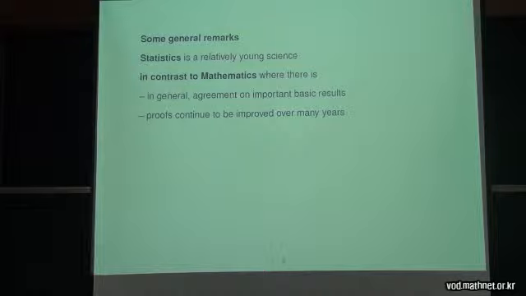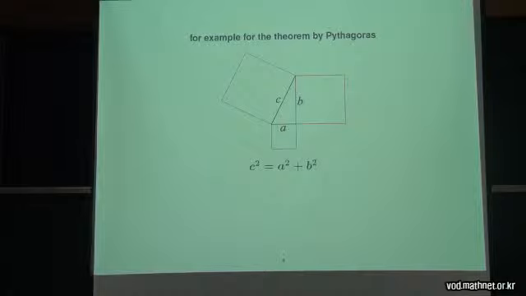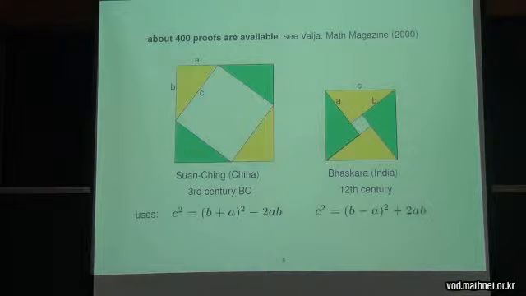So statistics is a relatively young science, especially if you compare it to mathematics. In mathematics, there is a very general agreement on important basic results. We are not yet that far in statistics. In mathematics, proofs continue to be improved over many years. Now, take this little old example, the theorem by Pythagoras. And now we know there are about 400 proofs available for it. And one goes back to China, one to India, and a third one.